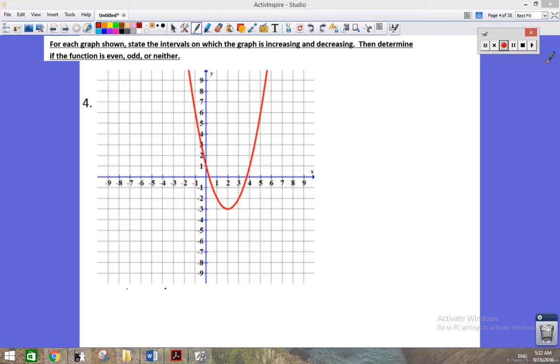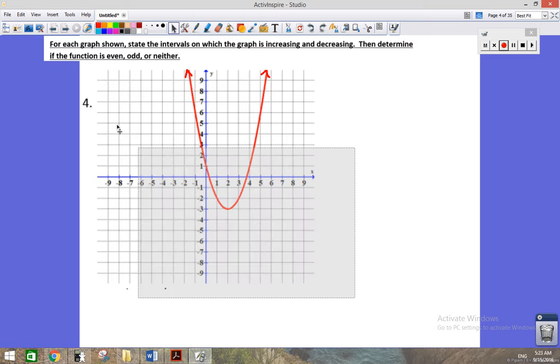All right, let's take a look at this problem number 4. The directions are still the same, that we're identifying the intervals over which this function is increasing or decreasing, and we also want to use the graph to identify any symmetries and determine if this function is even, odd, or neither. So like the first problem, we see that the graph is going off of the page here, and we are to assume that continues on forever.